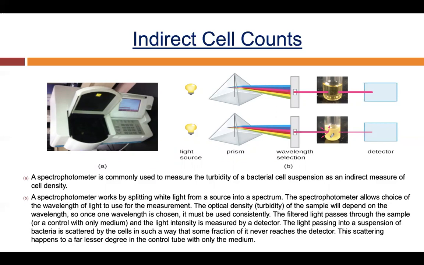If they hit the bacterial cells, they will return. But if they don't hit the bacterial cells, they will pass through the solution and reach the detector, and the detector will count how many light rays actually reached it. So that's the machine, the spectrophotometer, and it counts that number. Based on the turbidity, we can count the number.